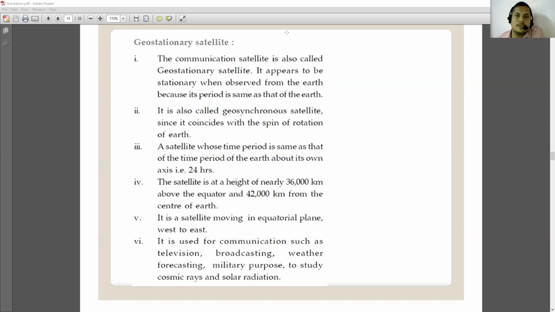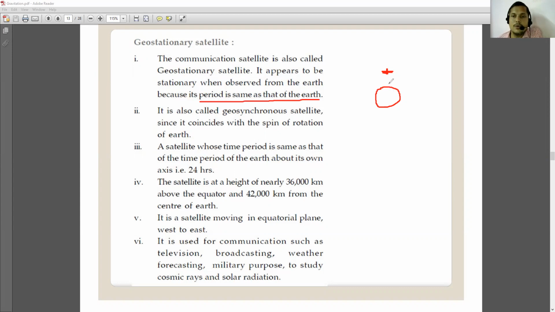So geostationary satellite means what? The communication satellite is also called as a geostationary satellite. Means if we consider the Earth, then this satellite is set at certain height from the Earth. So what are the conditions why it is called stationary though it is moving? It appears to be stationary, that's why it is called a geostationary. Why it appears stationary when observed from the Earth? Because its period is same as that of the Earth.